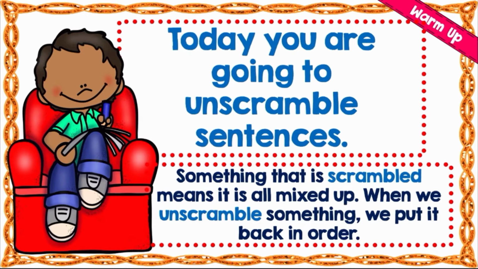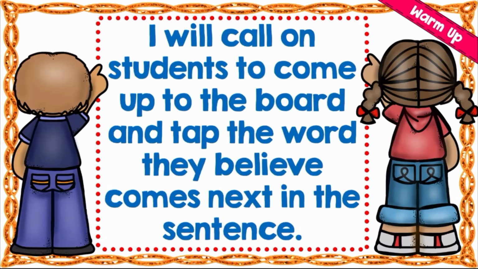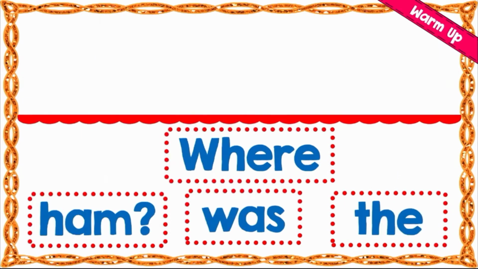Anything that is scrambled is something that is scattered, and anything that is unscrambled is something that is orderly arranged. I will call a student to come out to the board and tap the word they believe comes next in the sentence. Now let's do this here.